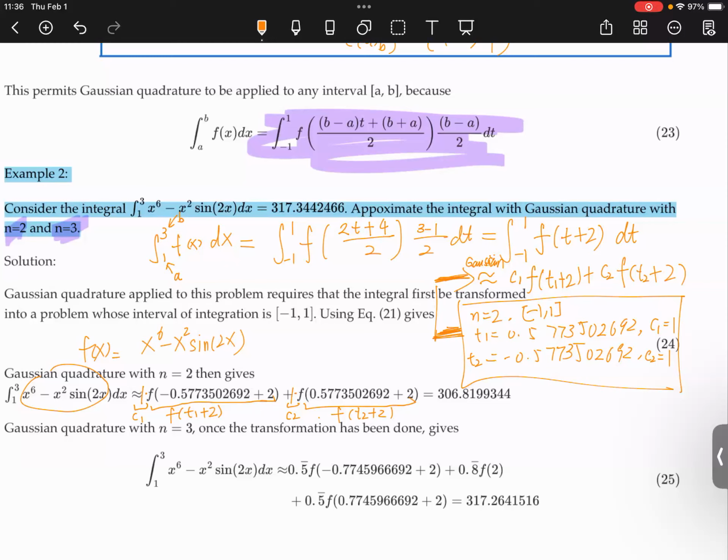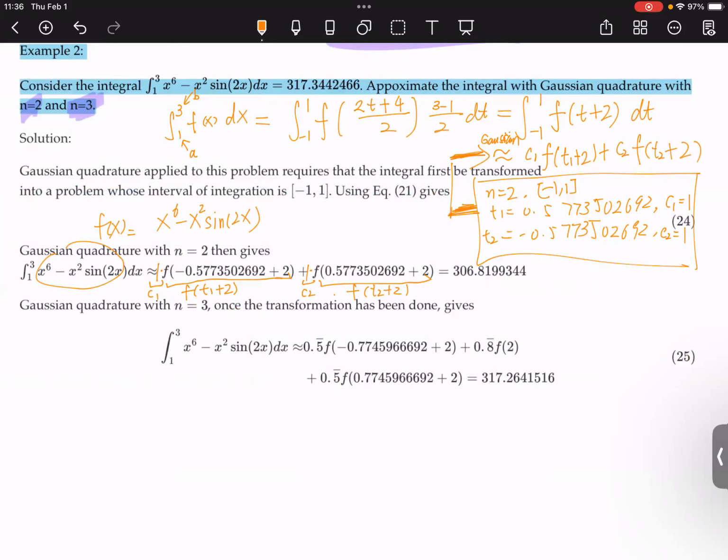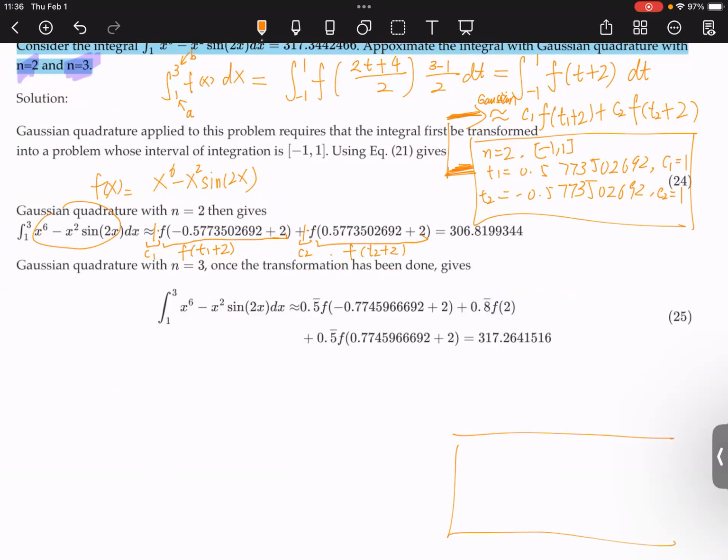And if we have 3 nodal points, we can do the same things, but we need to use another table here. If you go back and take a look at the table we have, on the interval -1 to 1, we have 3 nodal points. T2 is the origin, 0. And then T1 should be, let me see, negative, so let's just start from negative to positive, -0.77459666692, and then T3 here is just symmetric about the origin.